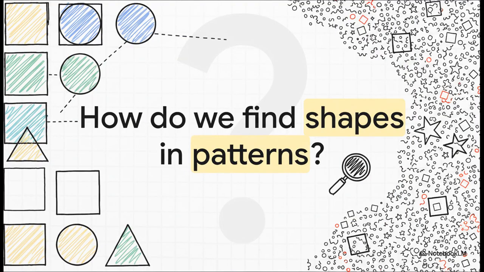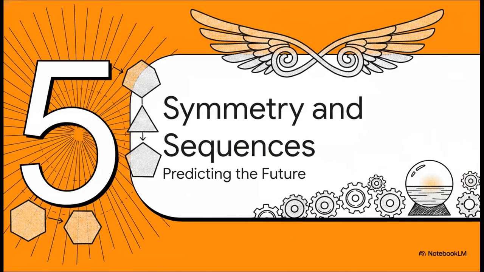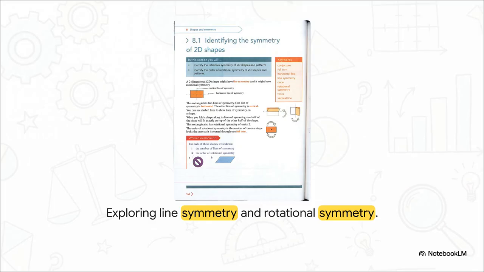So we've seen how to build perfect shapes using geometric rules, and we can easily find patterns within those shapes. But here's a fun question for you. How do we find shapes in patterns? That leads us perfectly into our final pillar, Section 5, Symmetry and Sequences. It's all about discovering patterns so we can actually predict the future. Let's start with symmetry really quick.